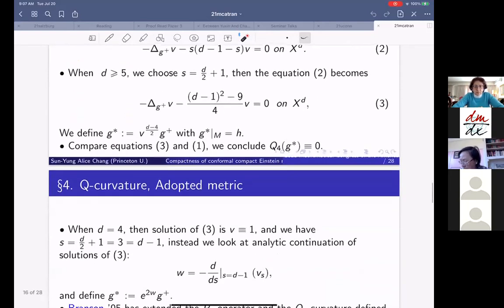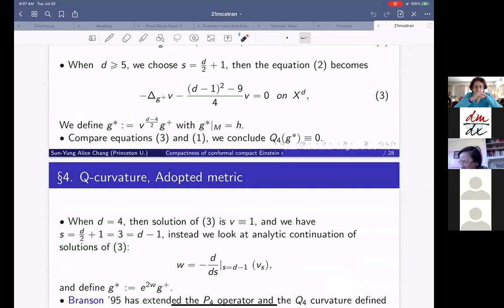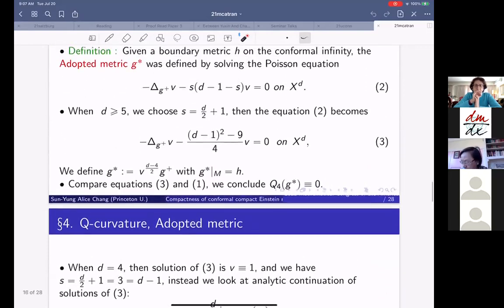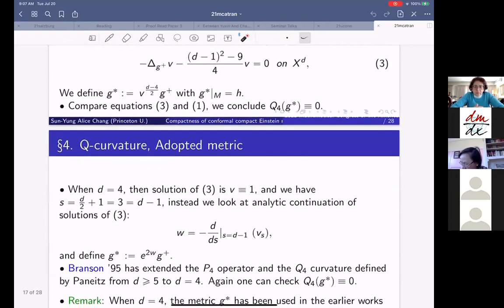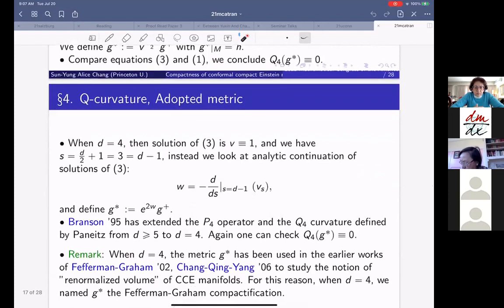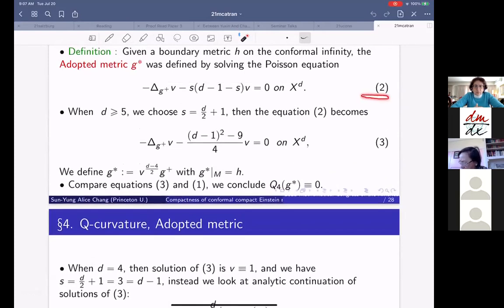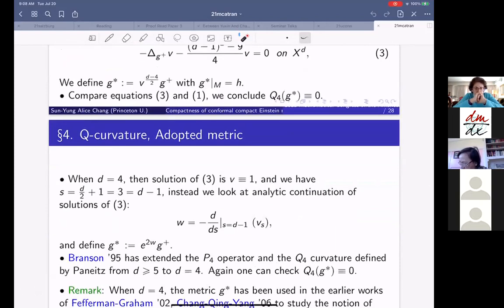When D equals four, what happens? When D equals four, this third equation becomes minus Laplace of g plus V equals zero, which only has a trivial solution, V equal to constant. And that's not a metric we want, with this asymptotic behavior. So this is related to scattering theory and also to the fact that P4 has a unique analytic extension. So in this case, we make a nontrivial choice: we look at solving this family of Poisson equations for V_s, and then we analytically extend it to S equal to D minus 1.